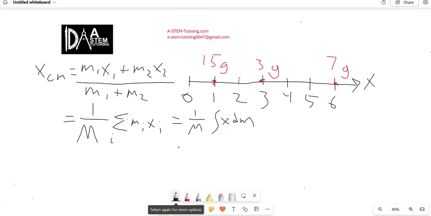So I've drawn here on the x-axis 3 separate masses. At position 1, there's a 15-gram mass. At the coordinate 3 on the x-axis, there's a 3-gram mass. And at coordinate 6 on the x-axis, there's a 7-gram mass. So let's try and find the center of mass of this system of points.